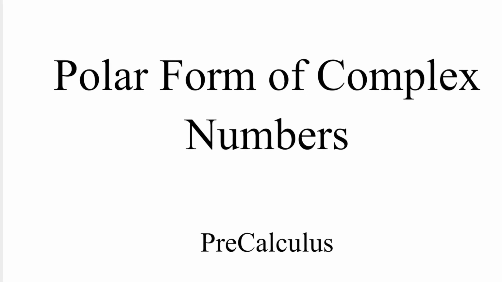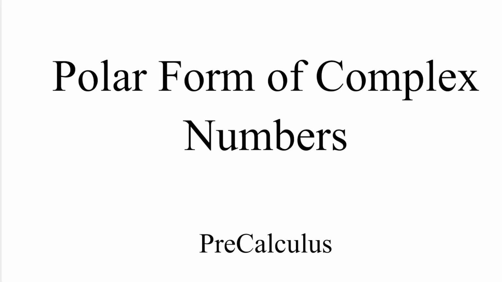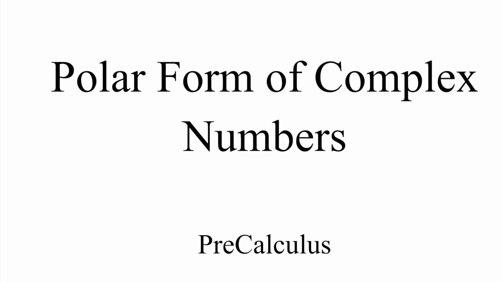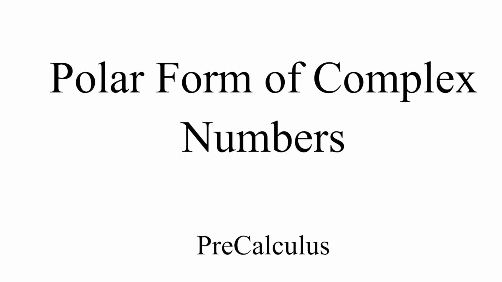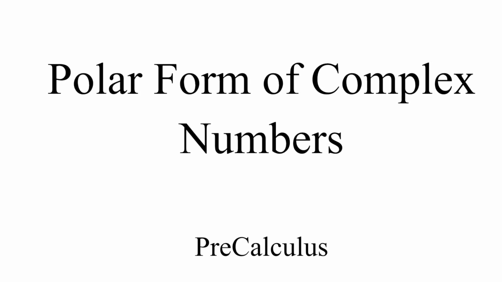Because this is analogous to the Cartesian coordinate system for plotting points, we could think about plotting our complex number z equals a plus bi as if we are plotting the point (a, b) in Cartesian coordinates. Sometimes people write complex numbers as z equals x plus yi to highlight this relation.